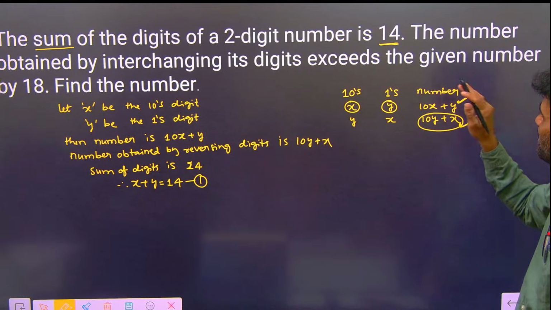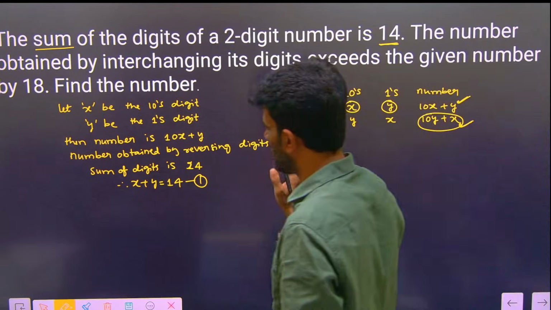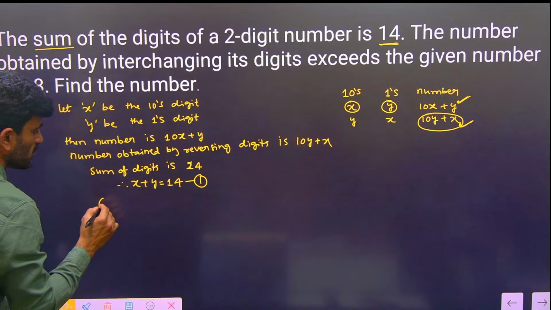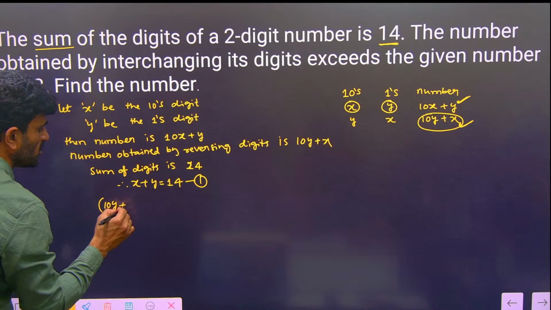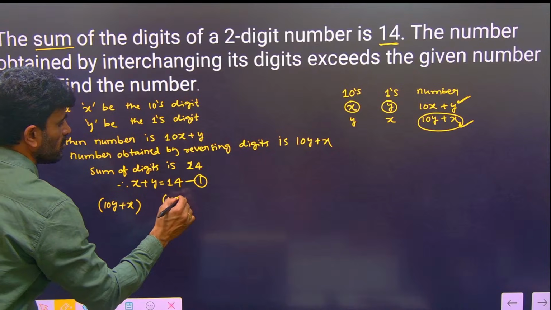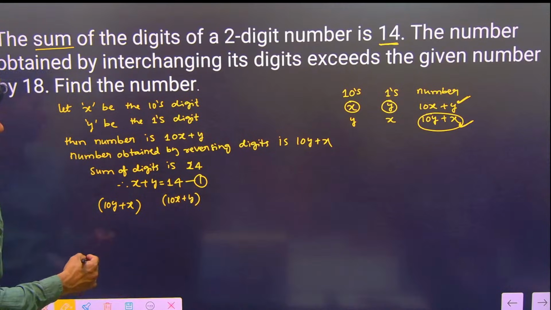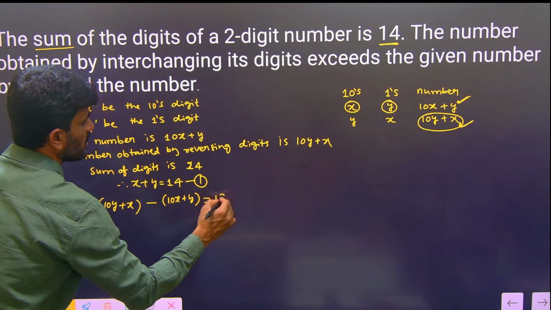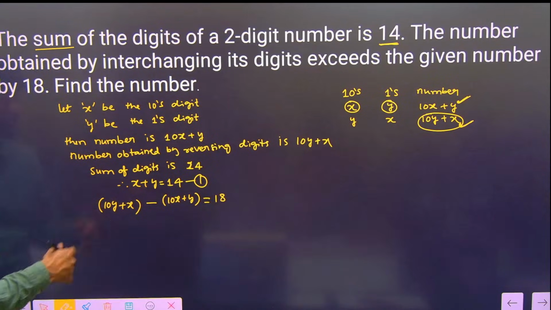Whenever it is given exceeding, the difference of the two numbers is given. The difference of which two numbers? The number obtained by interchanging the digits and the original number, 10x plus y. What is the difference of these two? When you subtract, you have to get 18 because it is given that it is exceeding by 18. The difference of these two is 18.